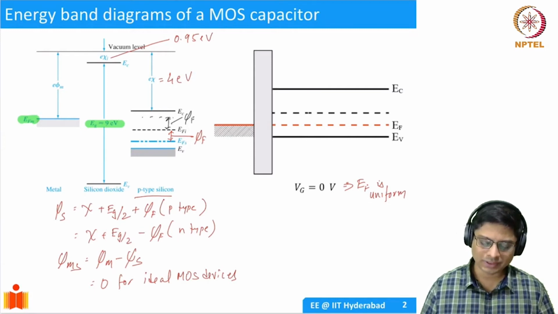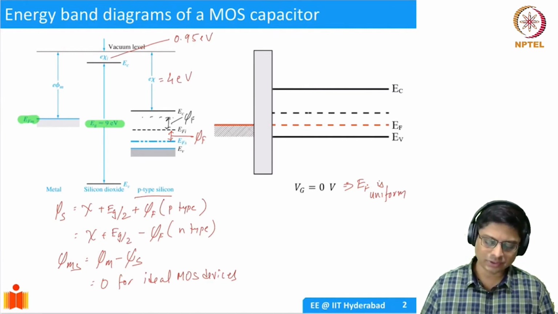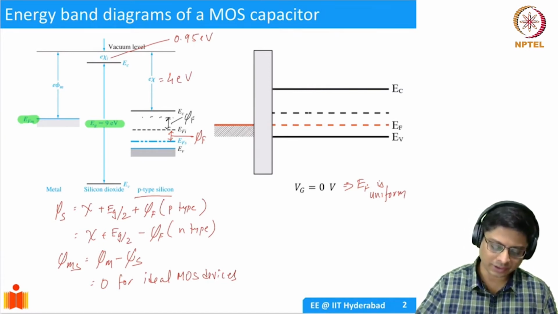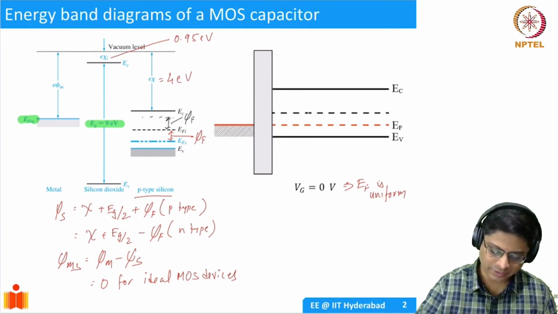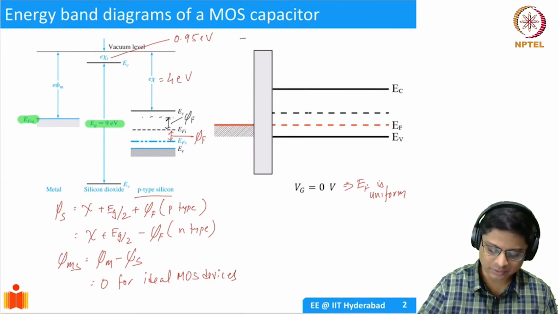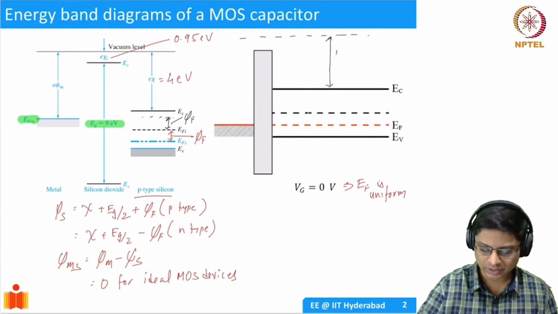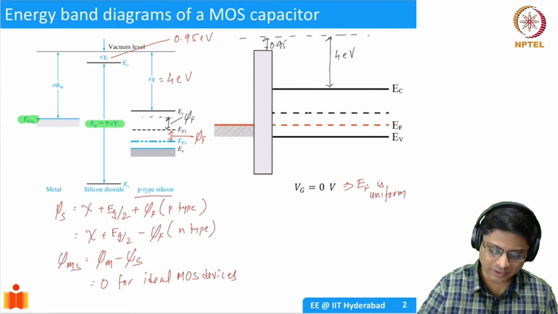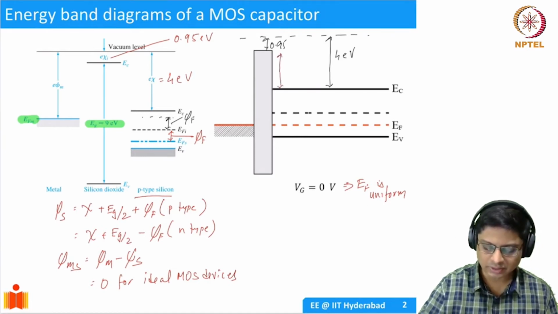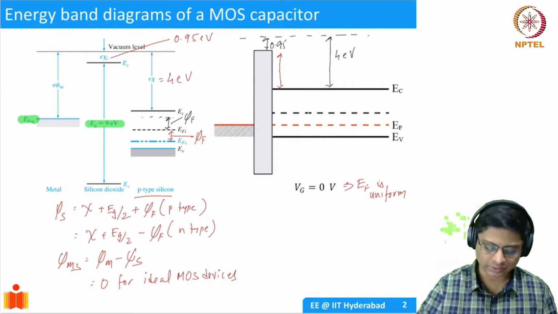So one important thing to make sure is the distance of the electron affinity is basically known, right? So basically this is 4 EV. If I put a vacuum level here, so this is 4 EV and this is 0.95, right? So basically this particular barrier here is going to be 3.05 EV.